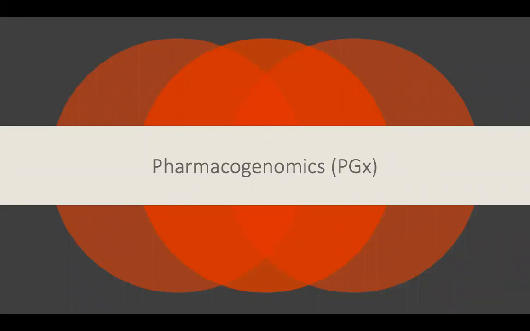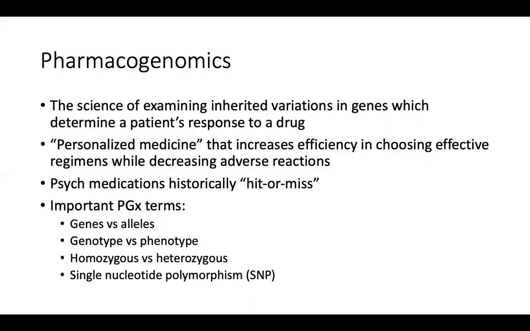Now we get into the last section, pharmacogenomics. So this is the science of examining inherited variations in genes which determine a patient's response to a drug. And so it's also known as personalized medicine, and that increases efficiency in choosing effective regimens while trying to decrease side effects or adverse reactions. And so it's estimated that about 20 to 40% of drug metabolism variations are due to these genetic factors.